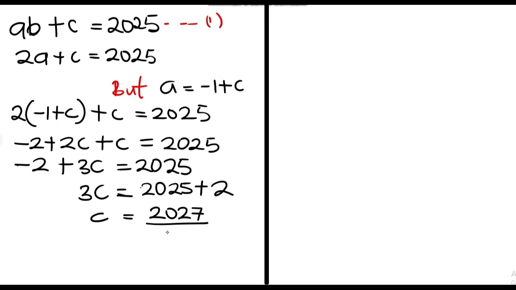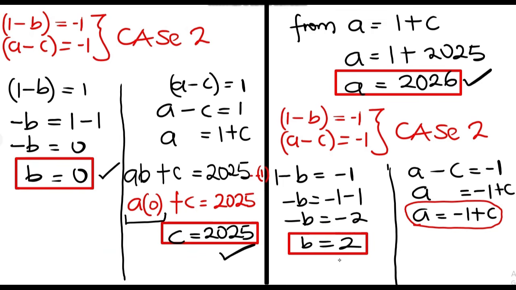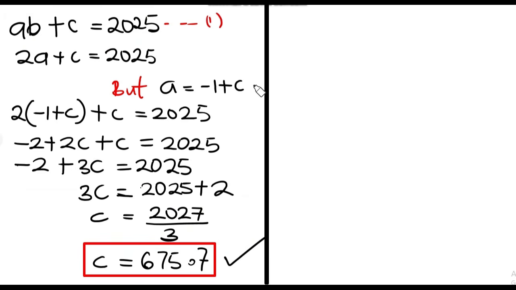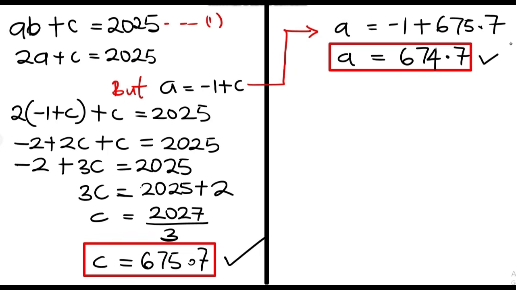2027 over 3. Now c is equal to 675.7. So we've gotten c, we've gotten b, then remain a. From here, you can easily know what a is going to be. a equals minus 1 plus c, so a equals minus 1 plus 675.7. At the end of the day, that is going to be 674.7. That is the value of a.